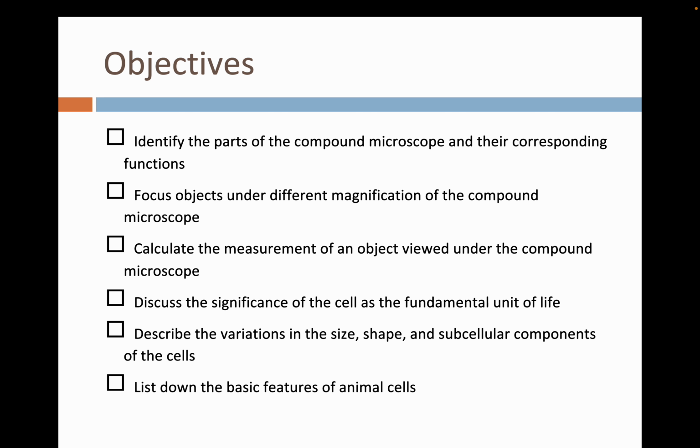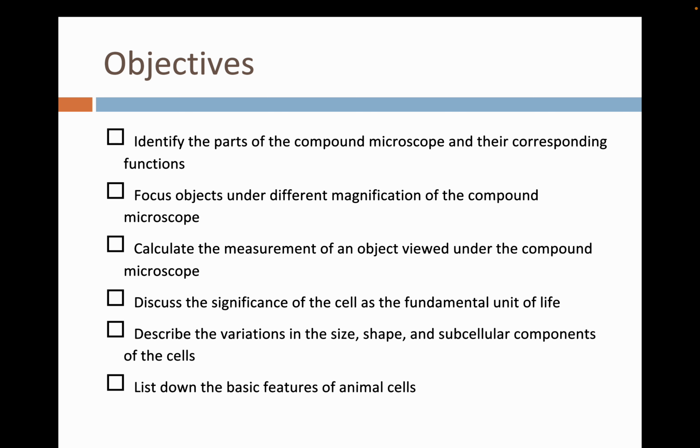Okay. Then for activity number two on animal cell structure, there are three objectives. Number one, you must be able to discuss the significance of the cell as the fundamental unit of life. So this objective goes hand in hand with our current module in the lecture on cell structure and function. Later, during your lab proper, you'll be able to observe two different types of animal cells.